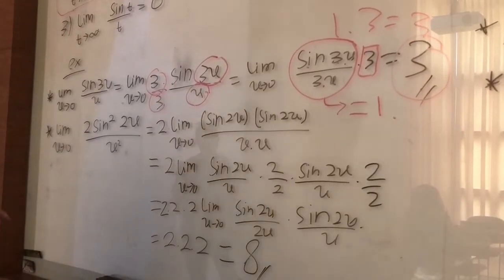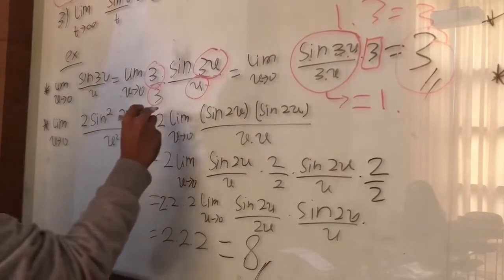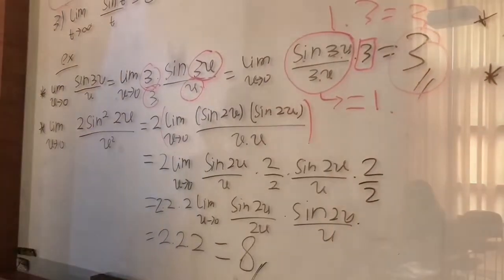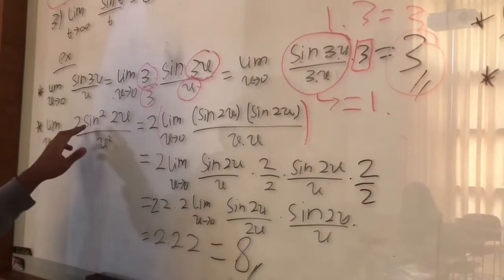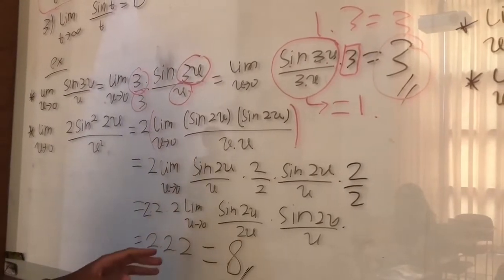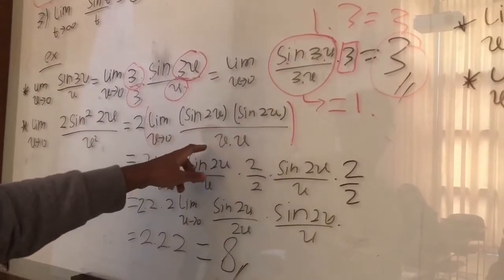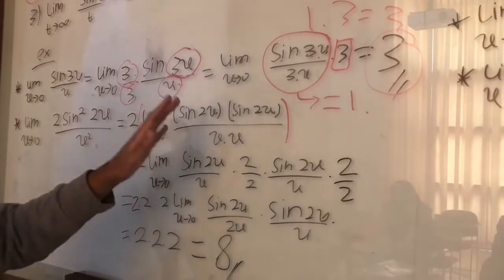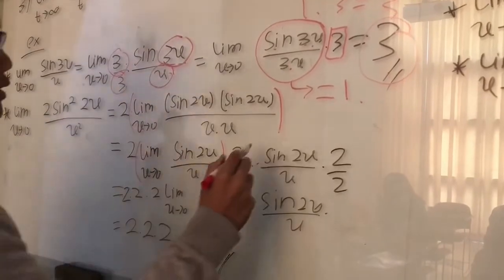Limit of x approaches 0 of 2 sine squared 2x over x squared. So here we move the 2 out of the limit. Then we work on sine squared 2x and x squared. We write it as sine 2x and sine 2x over x and x. We write it like this so we can divide it up, so it's easier to see.